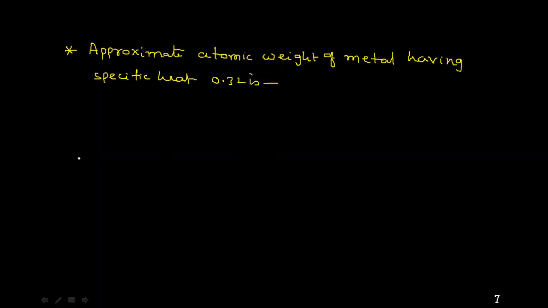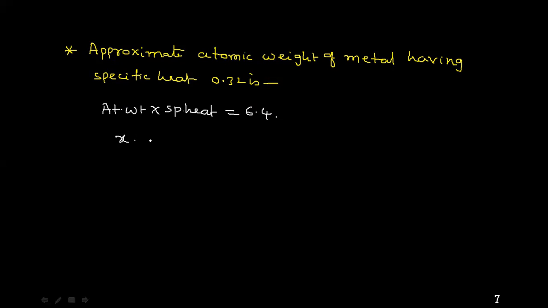So what is the approximate atomic weight of a metal having specific heat 0.32? Generally, according to Dulong and Petit's law, the product of atomic weight and specific heat will be equal to 6.4. That is atomic weight into specific heat is equal to 6.4.